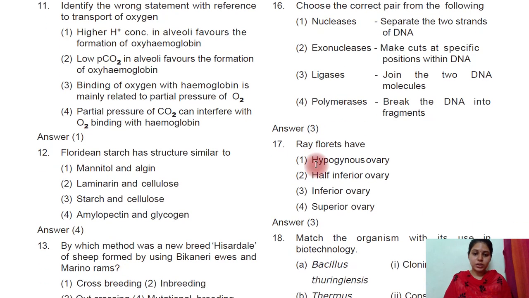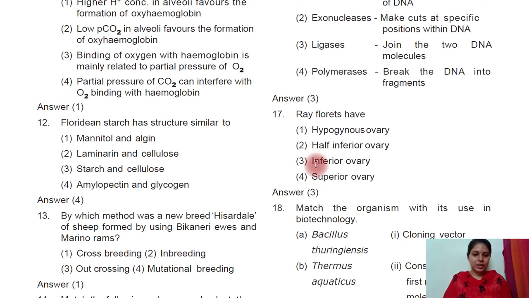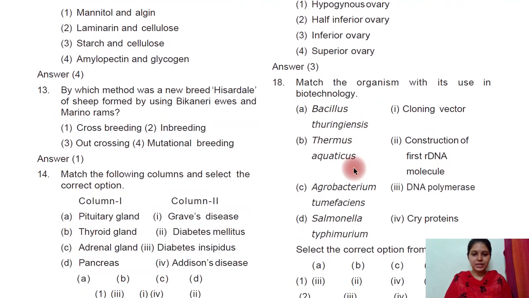Next is: ray florets have dash. Ray florets have inferior ovary. So we know that, right? For example, in the daisy family, you have the ray florets and surrounding them you have all the petals. So they have inferior ovary. Next, question number 18.